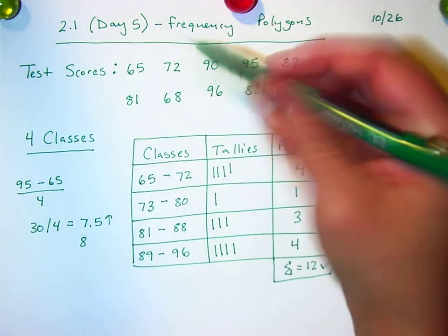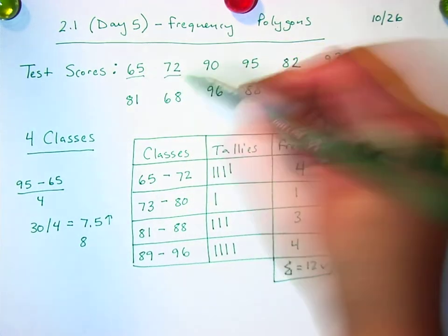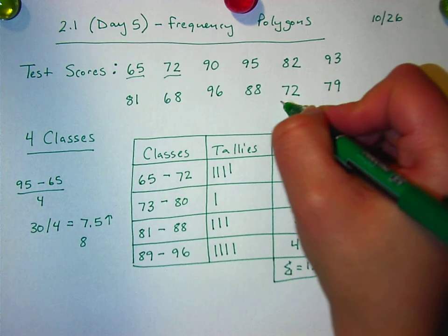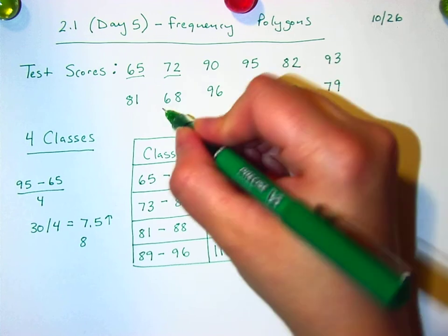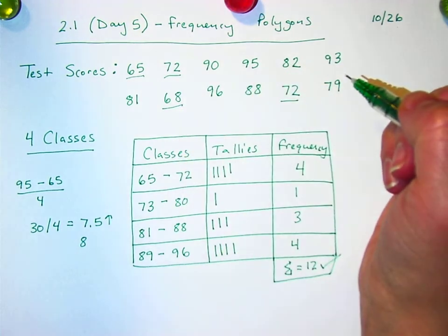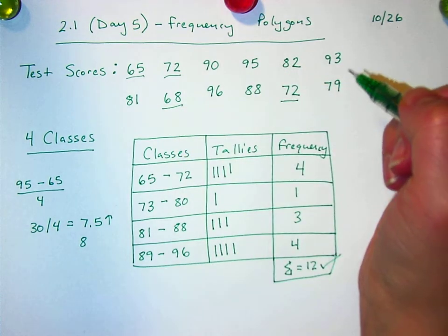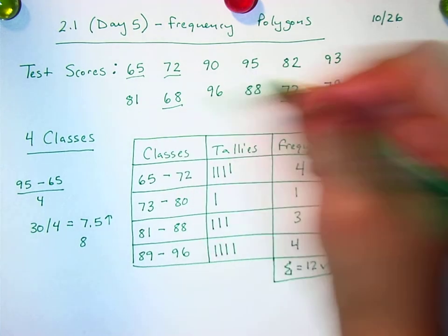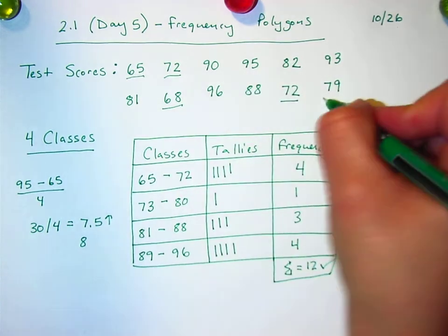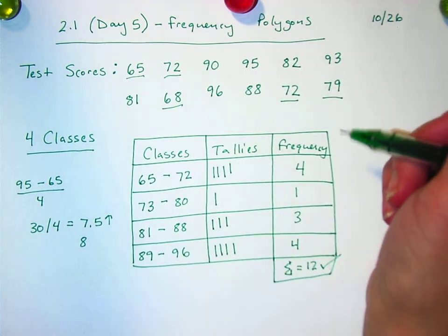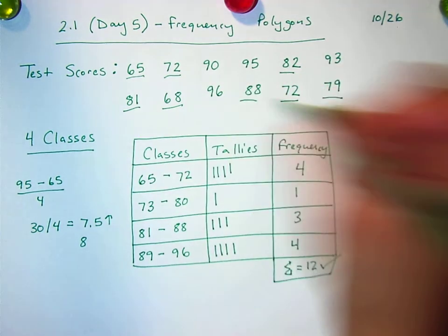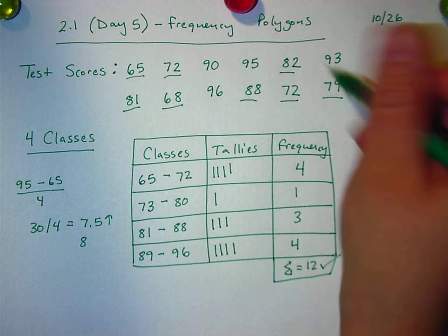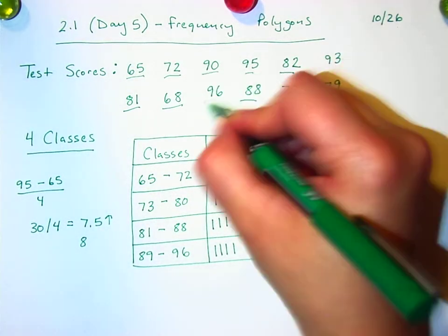So in 65 to 72, I got 1, 2, 3, 4, and 73 to 80, I've got this one, 79, it's 1, 81 to 88, 1, 2, 3, and then all the 90s are in the last category. Yep, I'm correct.